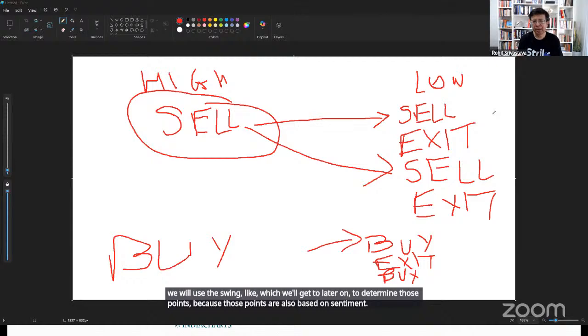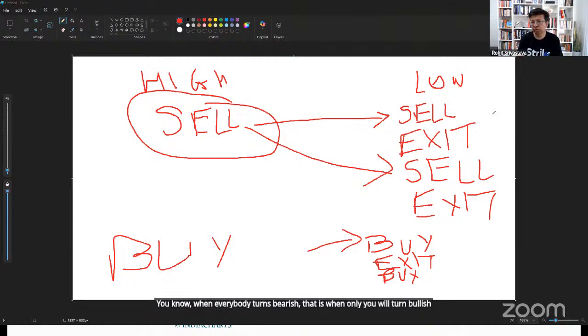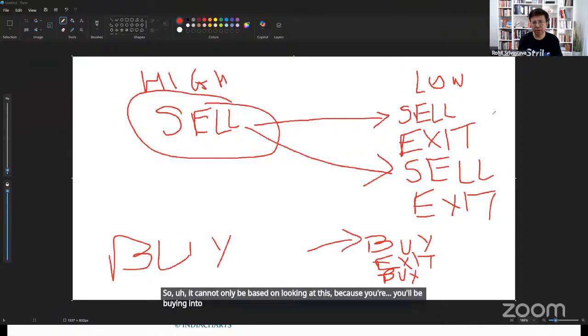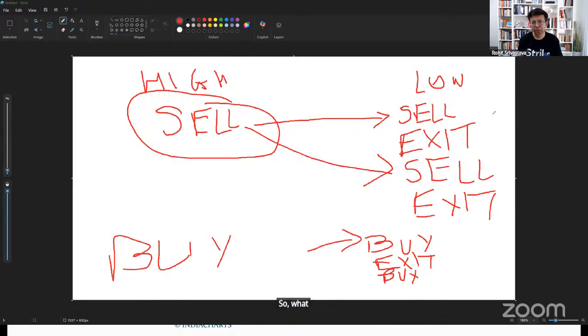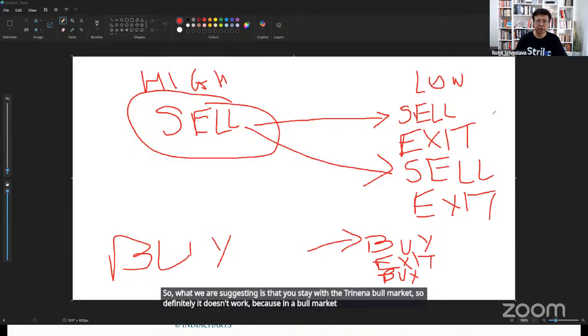When everybody turns bearish, that is when only you will turn bullish also. So it cannot only be based on looking at this, because you'll be buying into a counter trend, which is not what we are suggesting. So what we are suggesting is that you stay with that trend. In a bull market, it definitely doesn't work, because in a bull market, stocks don't correct.